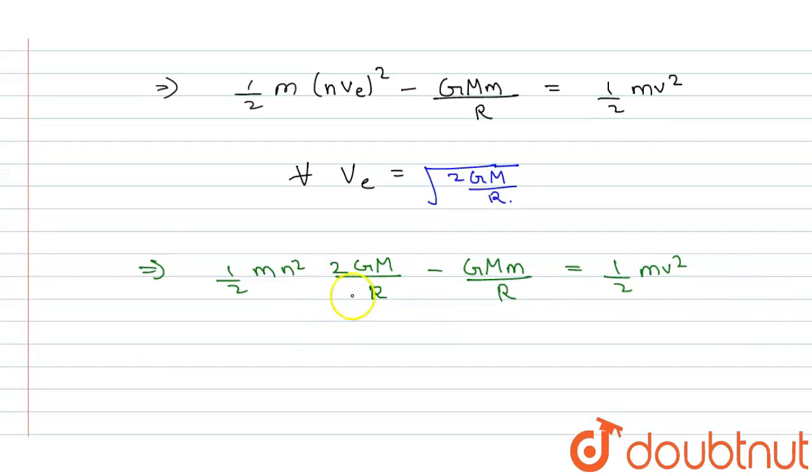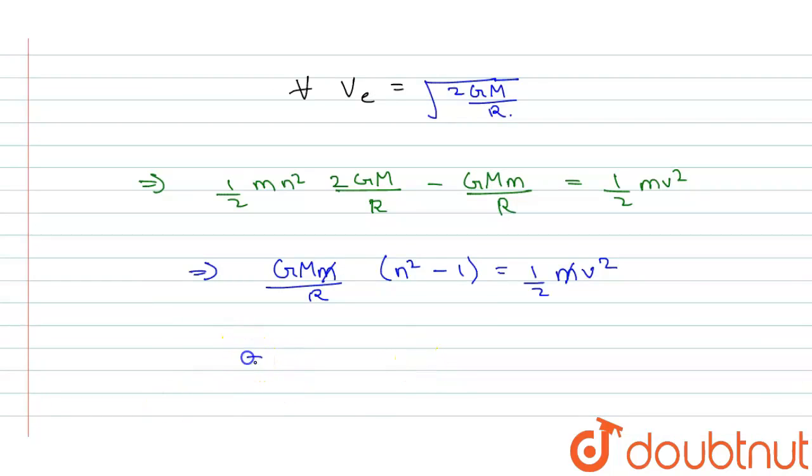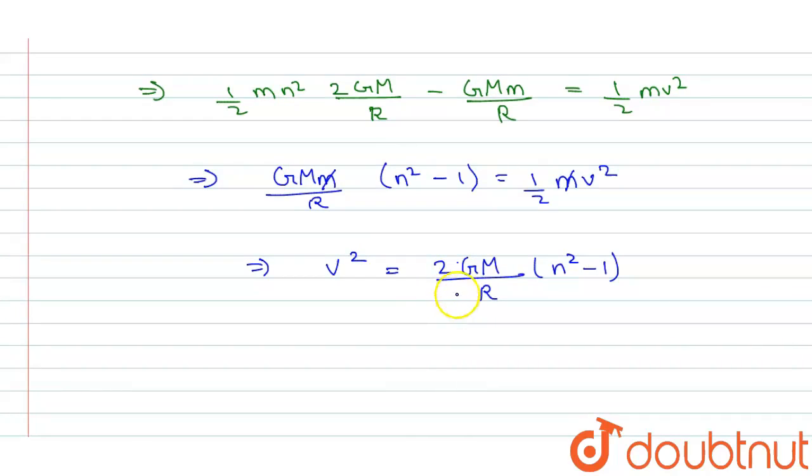Now when we simplify this equation, or we can say taking GMm by R common, we get n square minus 1 is equal to half m v square. From this equation we cancel m, the small m. So the value of v square will be equal to 2GM by R into n square minus 1. Here also we know that the value of 2GM by R is VE square.